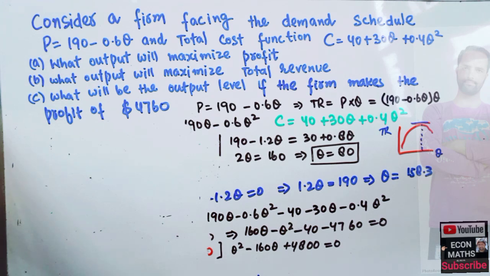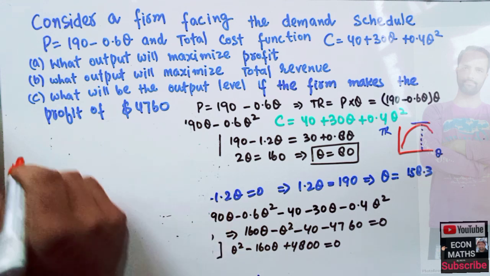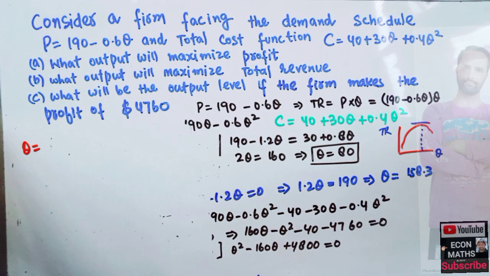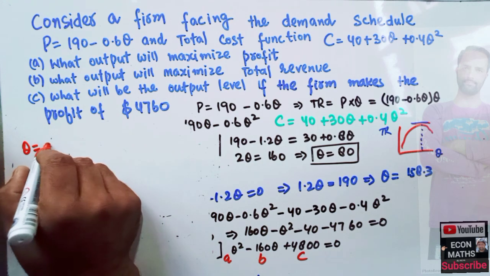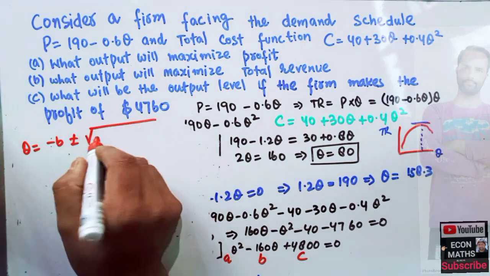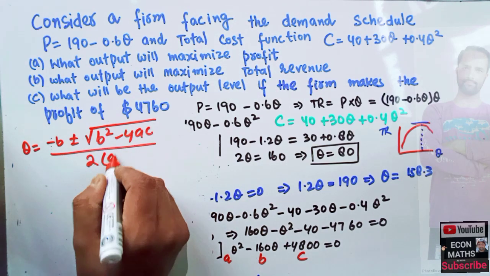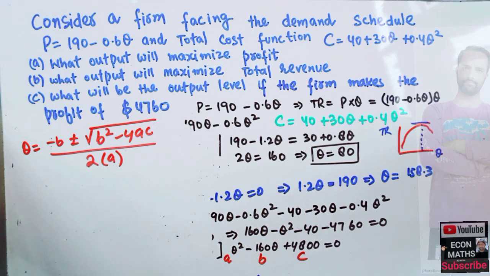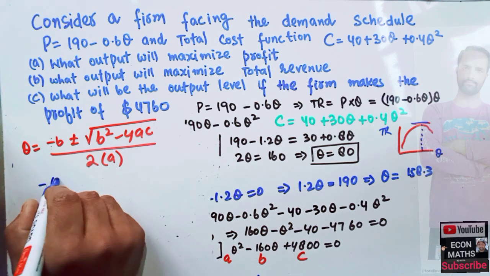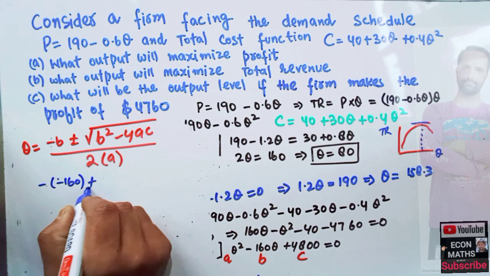Using the quadratic formula, let us say the coefficient of q square is a, the coefficient of q is b, and the constant term is c. We know that q will be equal to minus b plus minus the square root of b square minus 4ac, divided by 2a. This is the quadratic formula. Now what is minus b? It means minus into minus 160.